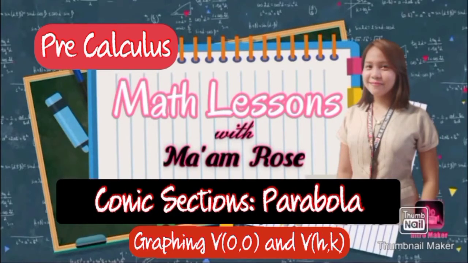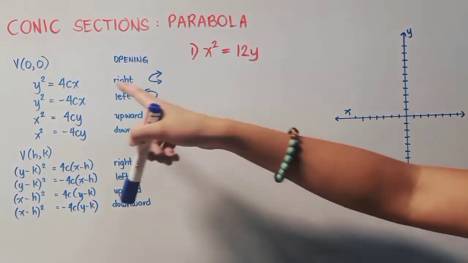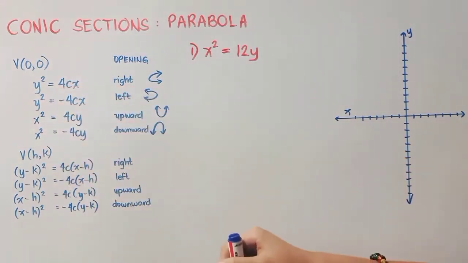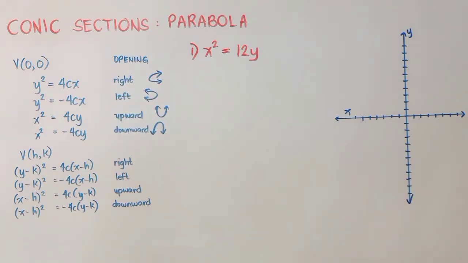In this video, we will learn how to graph parabola. In graphing parabola, there are two cases of our vertex. One is if it's at the origin, that's (0, 0), and the other one is any point of the plane, that's (h, k). If our vertex is (0, 0), these are the following forms that we will see. On the other hand, if our vertex is (h, k), these are the forms that we will see.